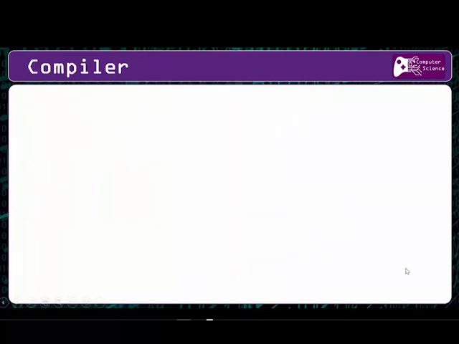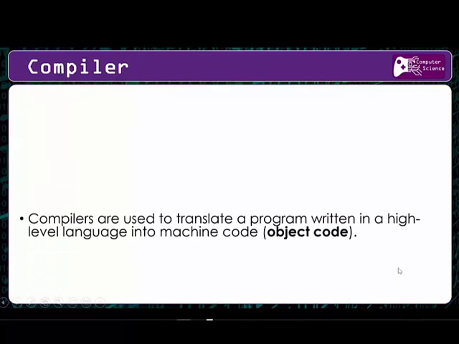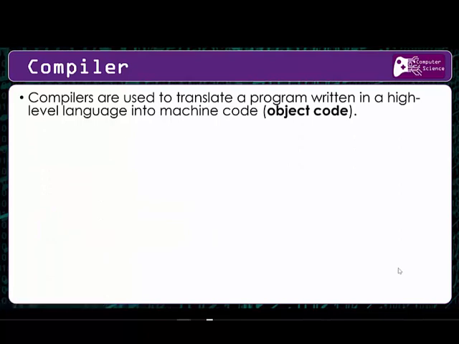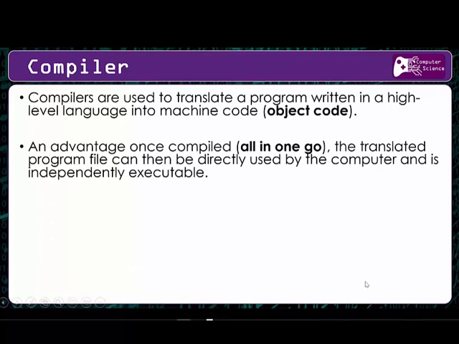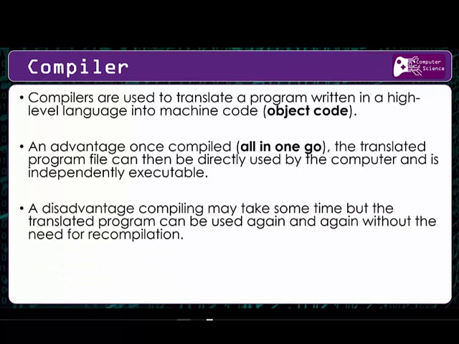Having done that, let's have a look at a compiler. So, a compiler, basically we say it takes the program written by the actual programmer, which tends to be in this high-level language, and translates it into machine code or object code, as the case may be. An advantage, once you compile with a compiler, and most of you may not be familiar with a compiler, it compiles it all in one go. It translates that syntax file directly into code that's used by the computer. And this is a subtle difference, it actually creates an actual executable. And I'll show you what that looks like in a bit.